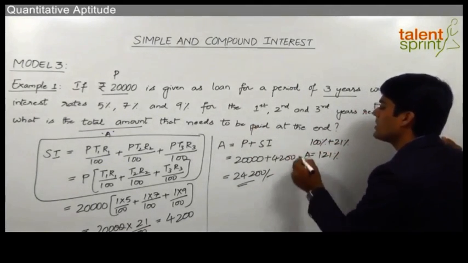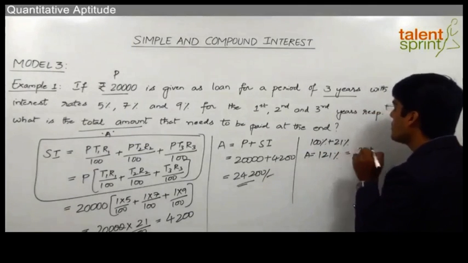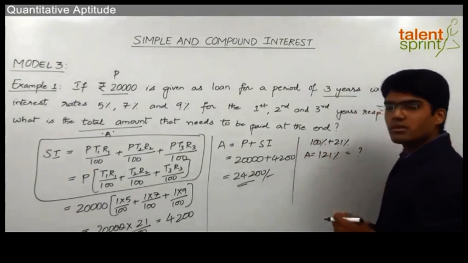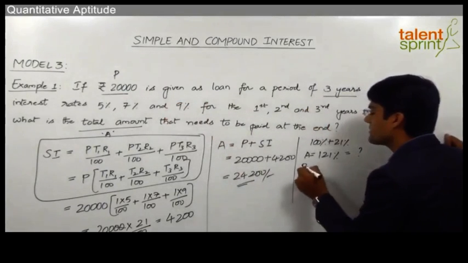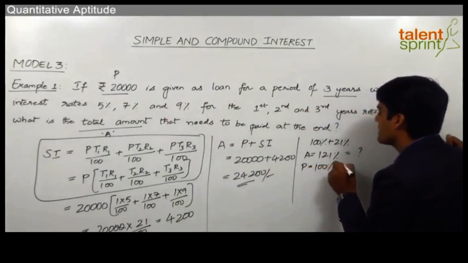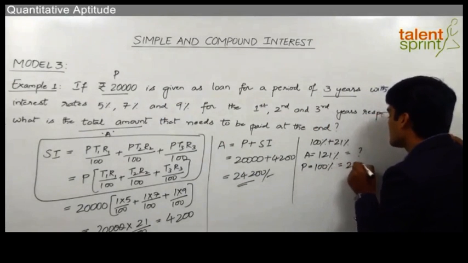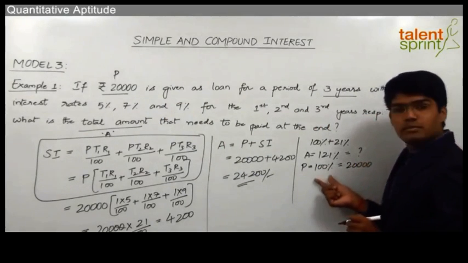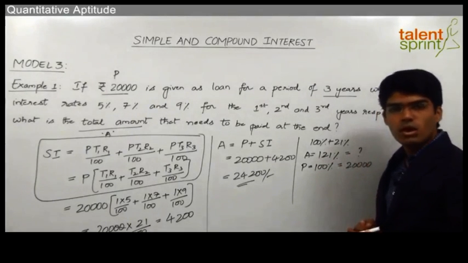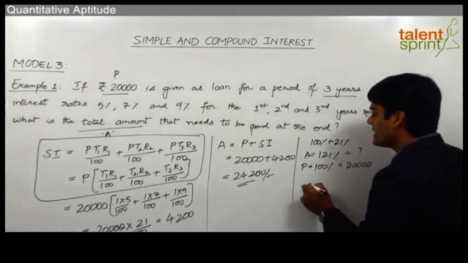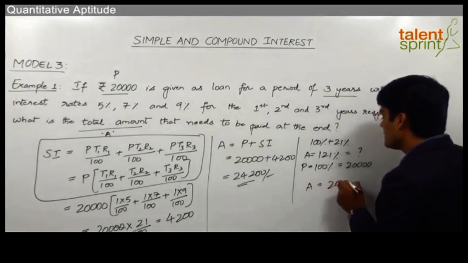Total amount is 121%. So what should this be equal to? As the question says, what is the total amount? And we know that the principal is 20,000. So very clearly the principal always should be taken as 100%. That is equal to 20,000. So the point here is, 100% is equivalent to 20,000. 121% is equivalent to what? By cross multiplication, we get the total amount as 24,200.